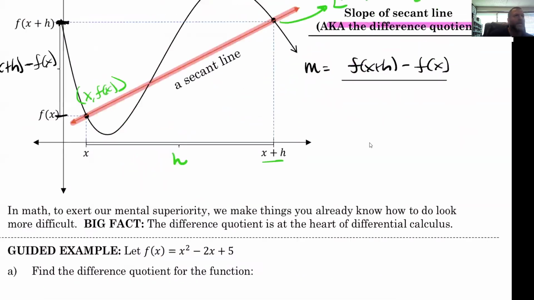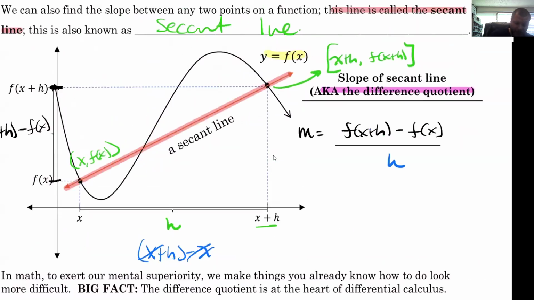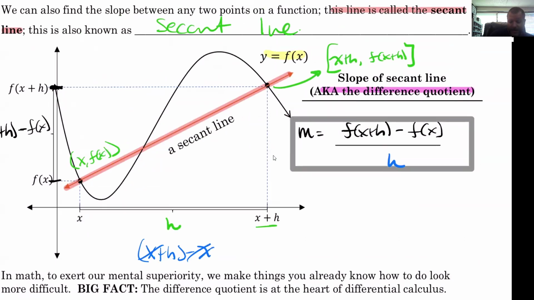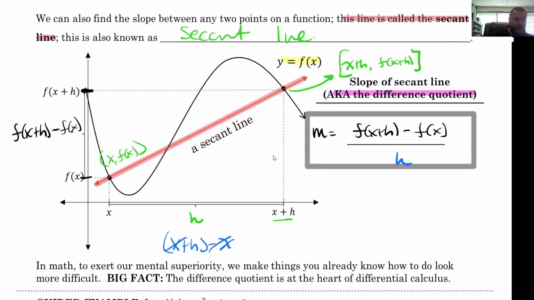And then, if I look at what my horizontal change is going to be, it's x plus h minus, sorry, minus x. Well, now x minus x cancels, and we have just an h in the denominator. So this formula right here is what we call the difference quotient. It's something that gets used very, very often.